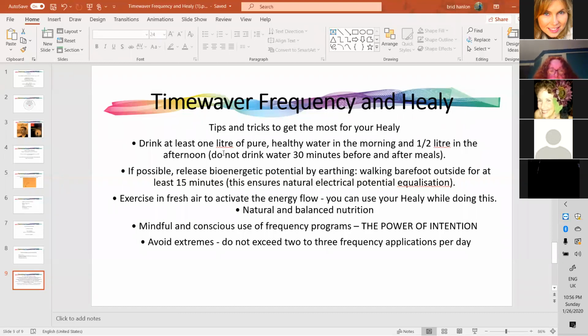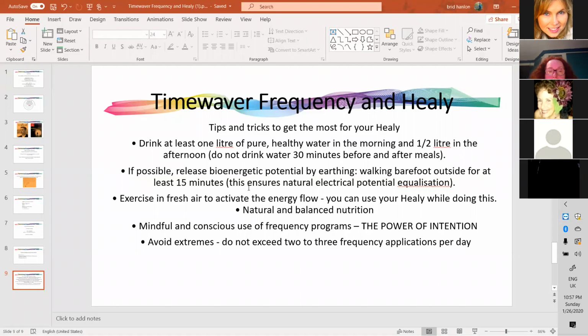When you're using your Healy, you really need to drink, I say, at least 1 liter of pure water in the morning, and half a liter in the afternoon. No, I'm going to change this. Not before and after, sorry, I just took this from the manual. I'd say drink 3 liters of water a day when you're having frequency therapy. You need much more water than normal when you're having frequency treatments, because you will find that you get headaches and fogginess if you don't.